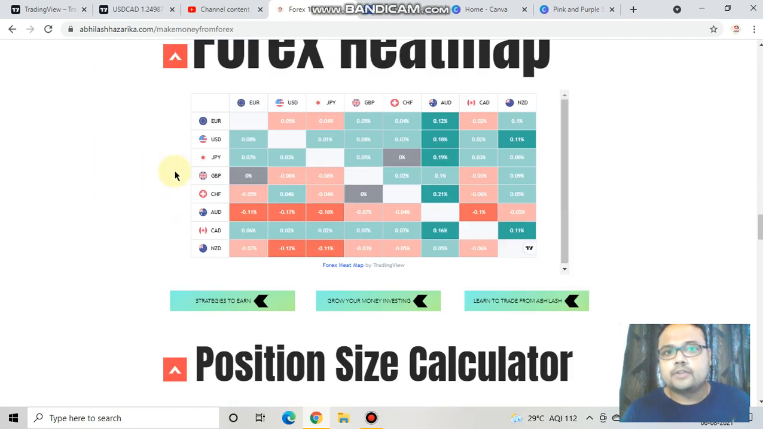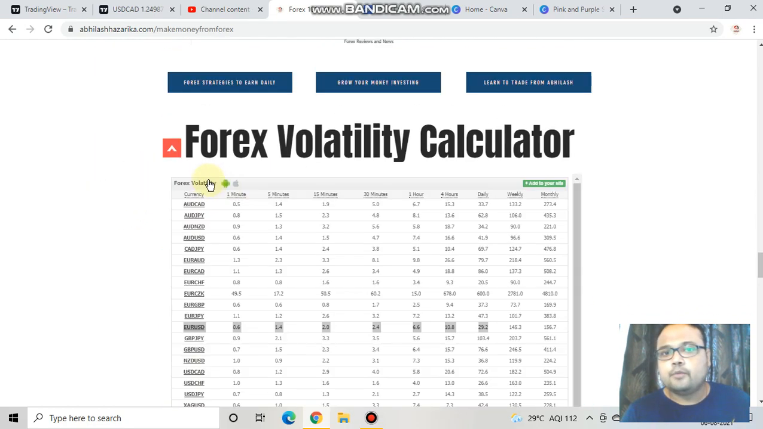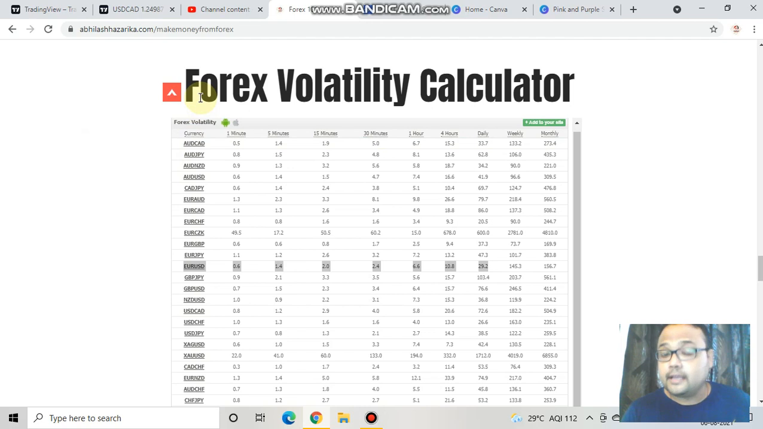Apart from that, you will also get a Forex heat map, position size calculator, and Forex volatility calculator, which is very important to understand how much profit you can expect. For example, right now you can see that this is the USD CAD chart. In the 15 minutes chart you can expect a profit of 2.9 pips. In the 30 minutes chart you can expect a movement of 4 pips, and in the 1 hour chart only 5.8 pips. In the 4 hours chart you can only expect a movement of 20 pips.